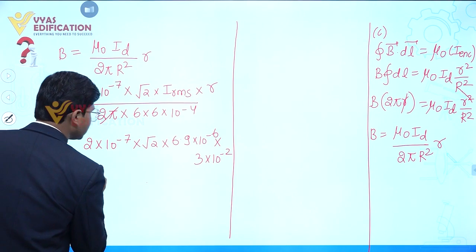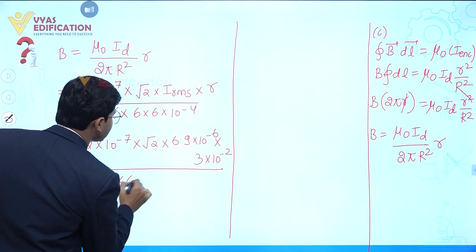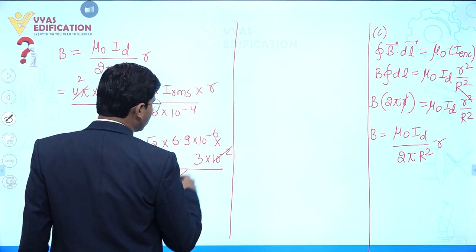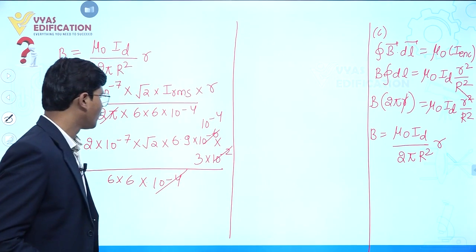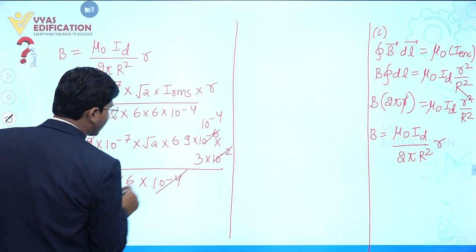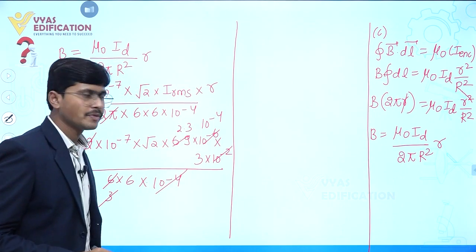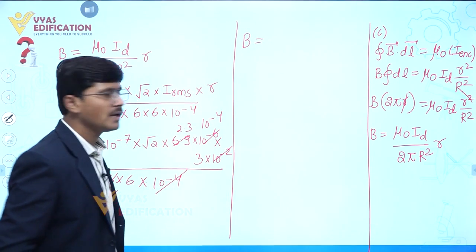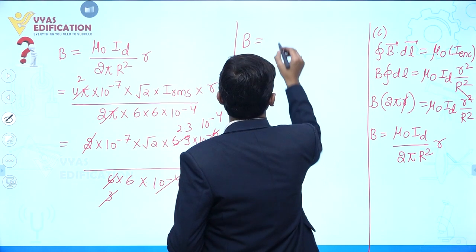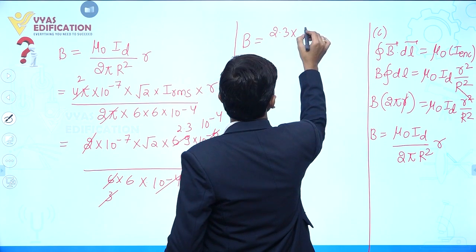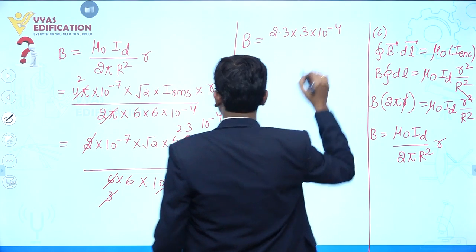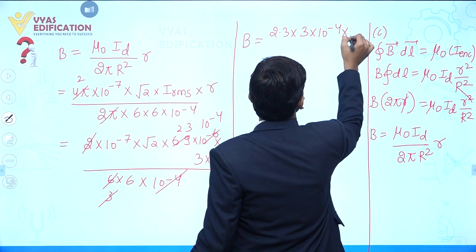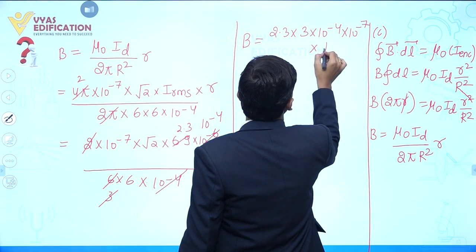Divided by 6 into 6 into 10 to the power minus 4. Clear? Now we can say this one and this one cancel out, 10 to the power minus 2, this is 10 to the power minus 4. Clear? From here we can say this is 3, and from here this is 2.3. Clear? 2.3. So from here we can say the value of B is 2.3 into 3 into 10 to the power minus 4, into 10 to the power minus 7. Clear? Multiply under root 2.